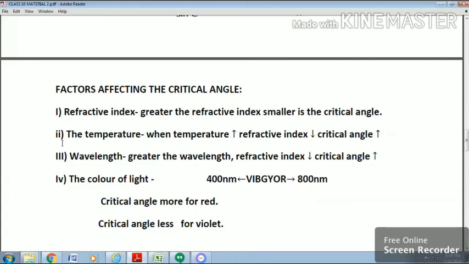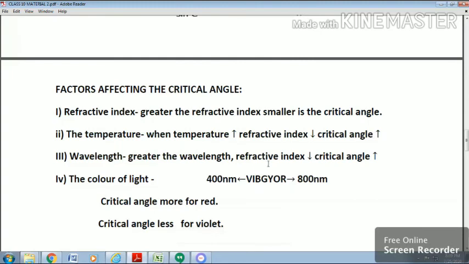Next, another factor, that is wavelength. So greater is the wavelength, lambda, refractive index will be less, and hence critical angle will be more. Now moving on to the last part, that is the color of the light. It also comes in the same wavelength only. Just I have separated so that you can understand it. Sometimes they ask the question related to color.